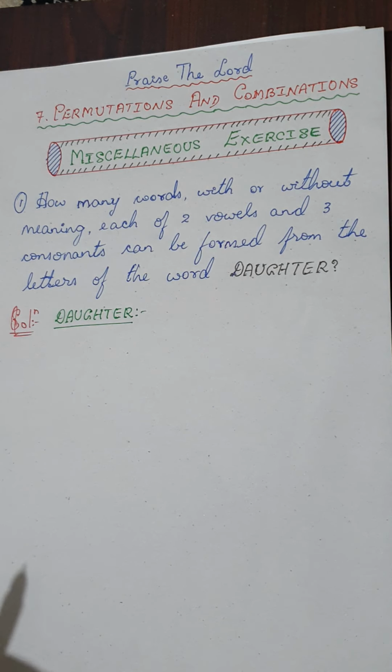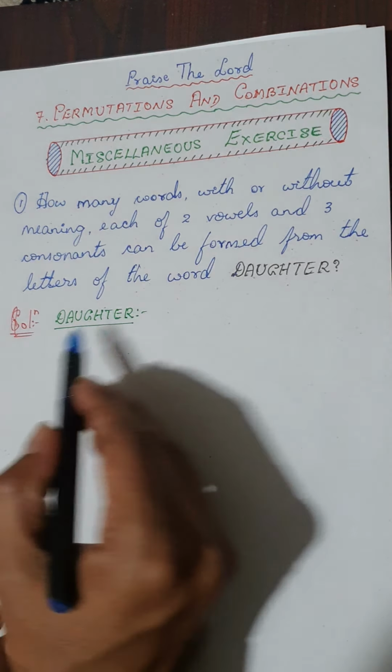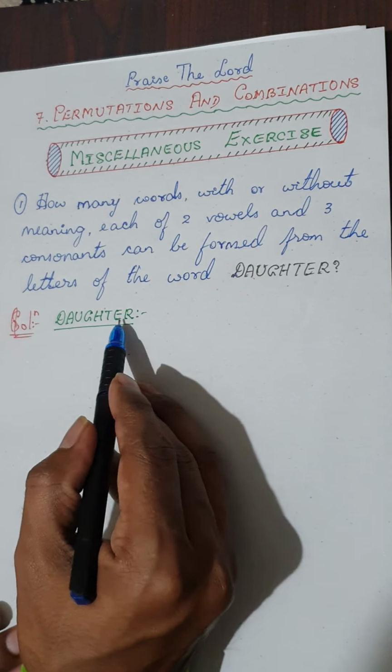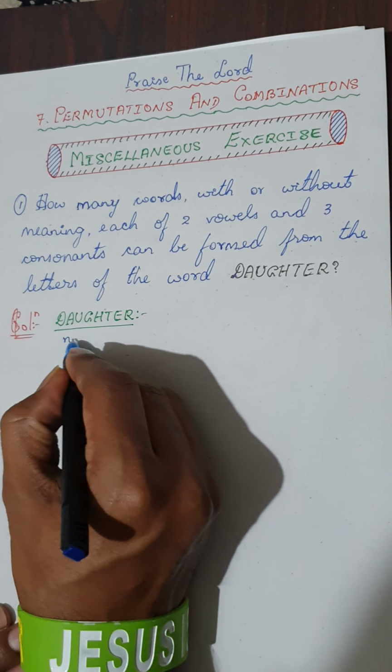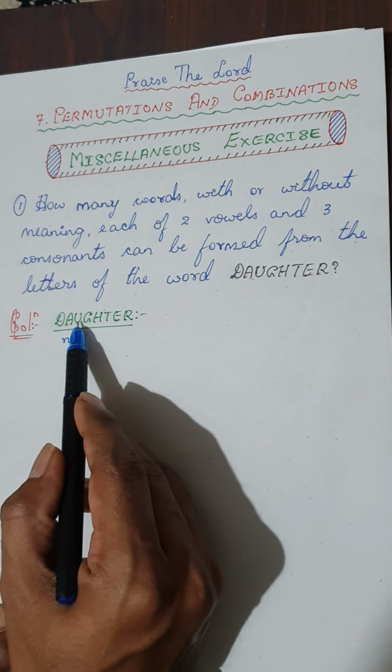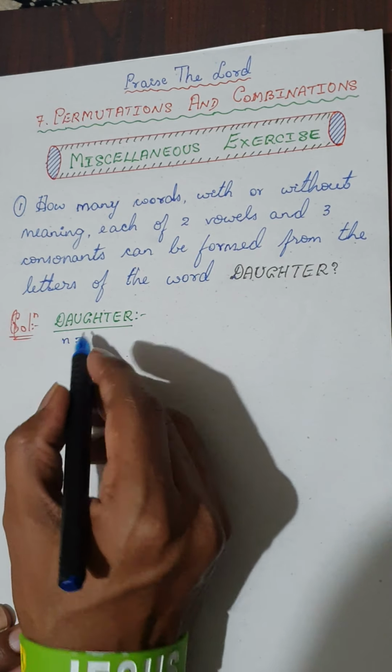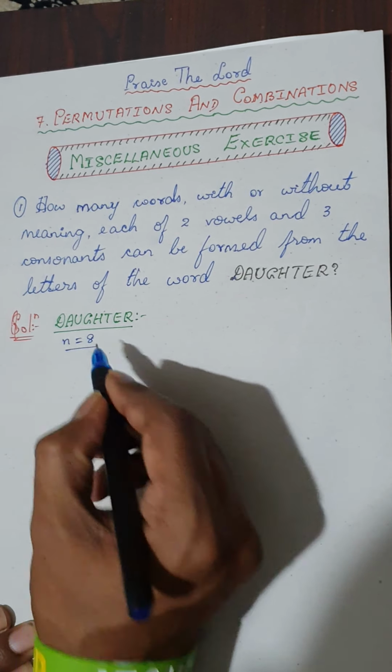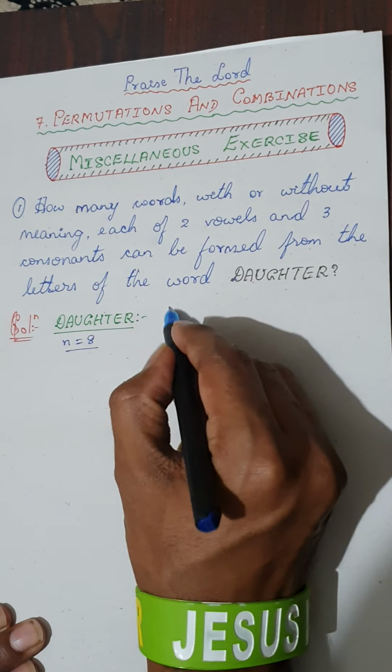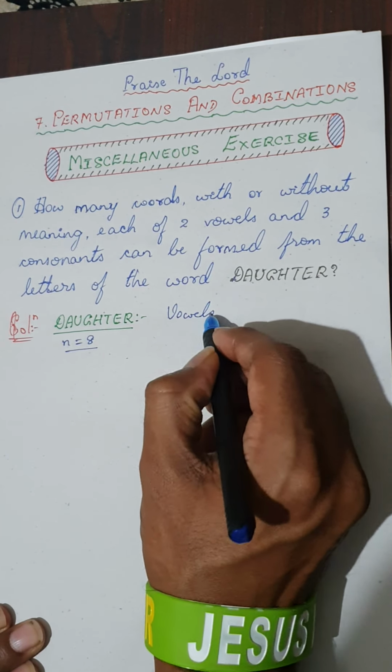Now let's take up the solution. Now let's look at the word daughter. Given the word is DAUGHTER. Look at the number of letters you have: 1, 2, 3, 4, 5, 6, 7, 8. Totally there are 8 letters. Out of this, now let us check how many vowels are there.